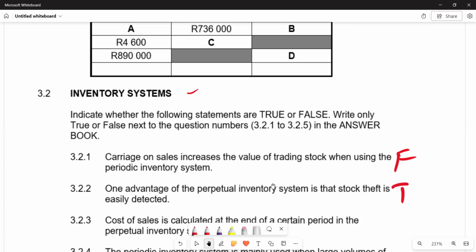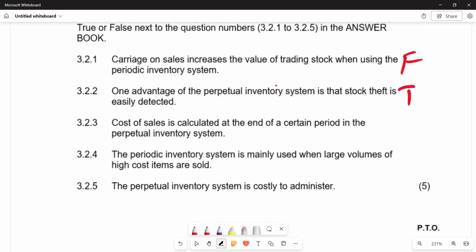Then we go to 3.2.3, which says cost of sales is calculated at the end of a certain period in the perpetual inventory system, which is false. Remember, perpetual is not at the end of a certain period, but it's a continuous thing that happens from time to time. So it's going to happen on many occasions before the end of the period, which is false. 3.2.3 is false there. Then you go to 3.2.4. The periodic inventory system is mainly used when large volumes of high-cost items are sold. So you'd see that this is false. So we can indicate there on 3.2.4 that it is false.